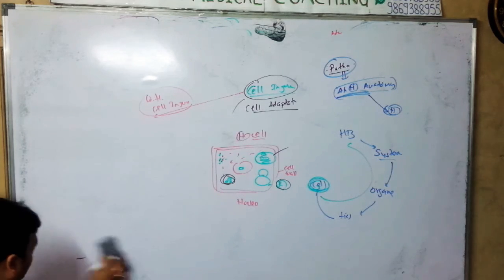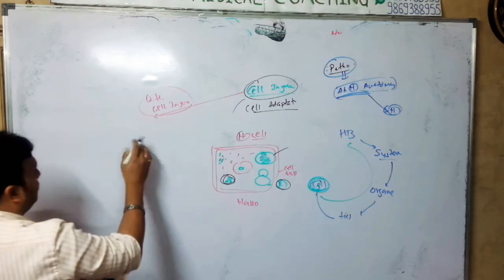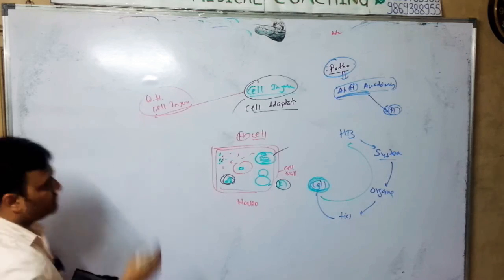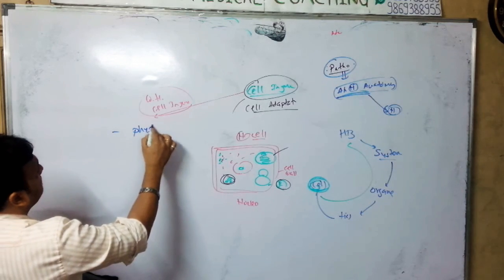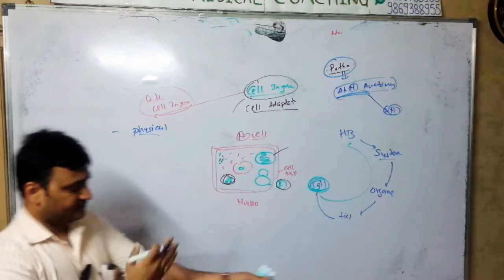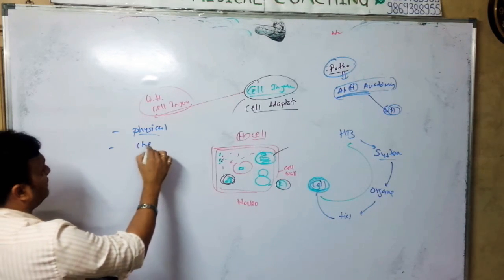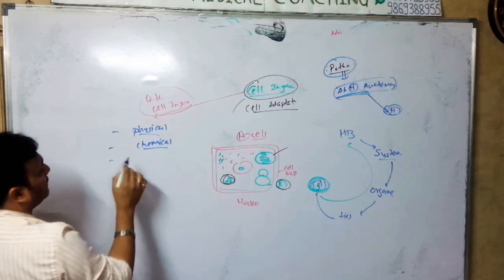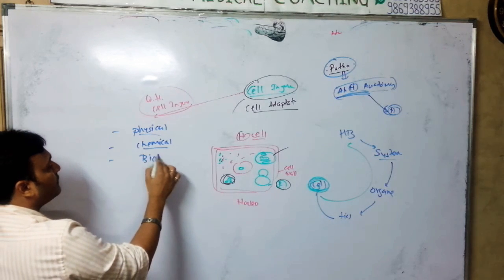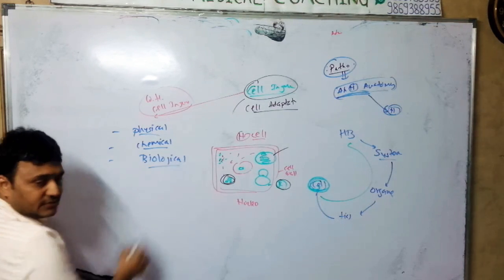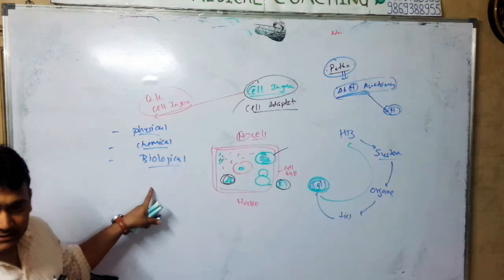Now, what can be the types of cell injury the cell can undergo? What are the types of injurious agent we know of? It can be a physical injury, right? Let's say there was a trauma, the cell is going to get injured. Or it can also be a chemical injury. It can also be biological injury, for example, microorganisms.